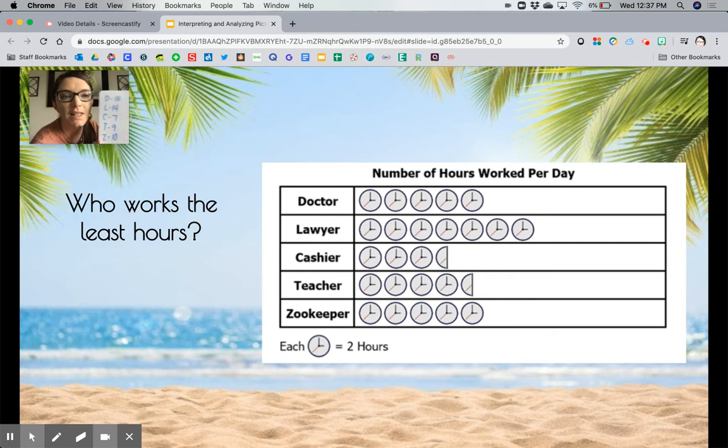So I could use that to actually answer both of my questions if I looked at all of them. Which one works the least hours? The cashier. And if I was looking at the most hours, I could see that it would be the lawyer that worked the most hours. So if you do a little key, and I just put the first letter of each career, I was able to answer both of those questions by doing this.